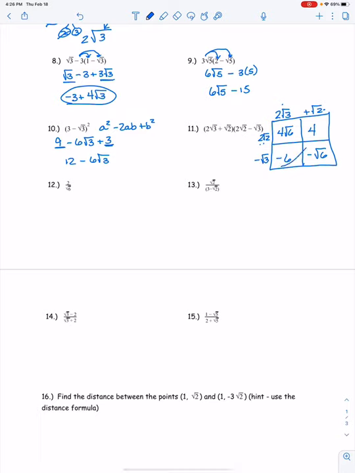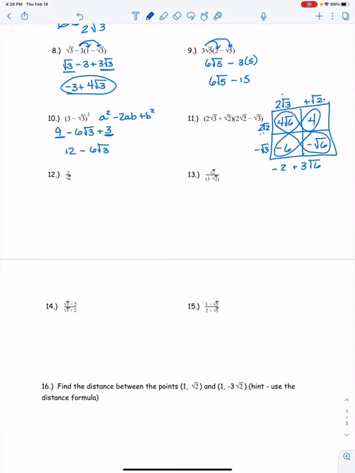And now I want to combine my like terms. So I have like terms here. Negative 6 and 4 give me negative 2. I have 4 square root of 6 minus 1 square root of 6, which gives me 3 the square root of 6. Okay? So here we go, number 12.